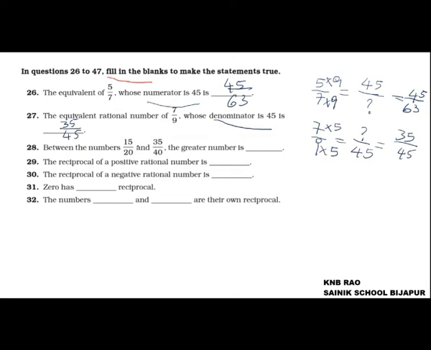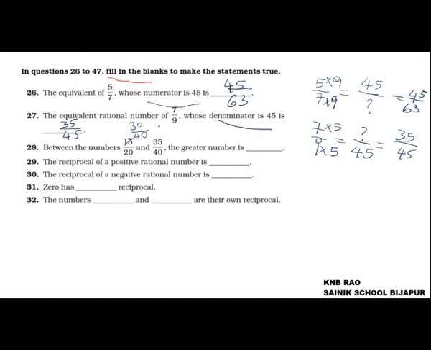Between the numbers 15 by 20 and 35 by 40, the greater number is? So amongst these, which is greater? So how to find? Take it in simplified form and cross check, or else you can find the equivalent rational number of 15 by 20 with the same denominator 40. So 15 by 20 can be written as 30 by 40.